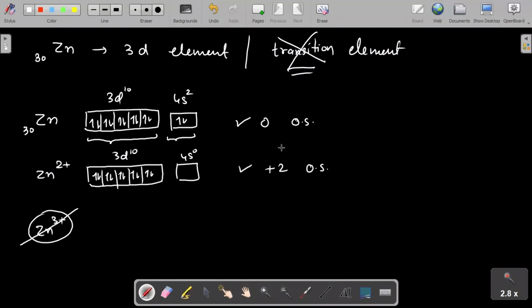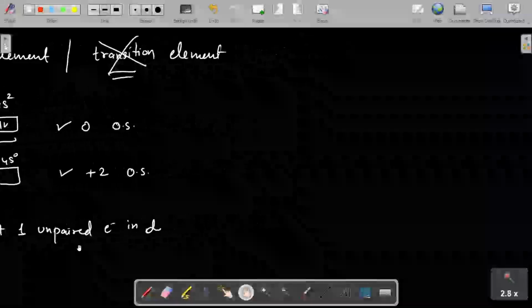In both of these states, we do not have any unpaired electron in 3d10. So for a transition element, we must have at least one unpaired electron in 3d or 4d or 5d, or even say in the d orbital. Then we can call it a transition element.